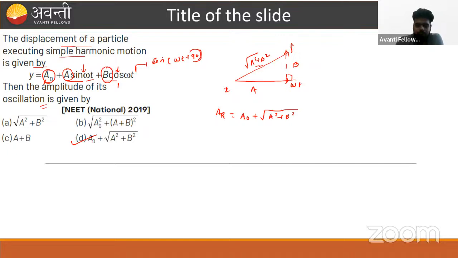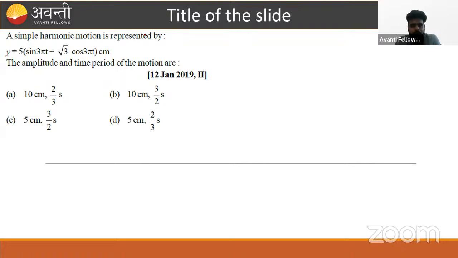Let's move further with the next question. You have to solve this question by yourself. It is again a very good question that can be asked in JEE 2019. Here sine and cos are given, so this is the superposition of SHM. So how can we deal with the superposition of SHM? Anybody? Sir, we just find the resultant amplitude. Okay. How can we find the resultant amplitude?